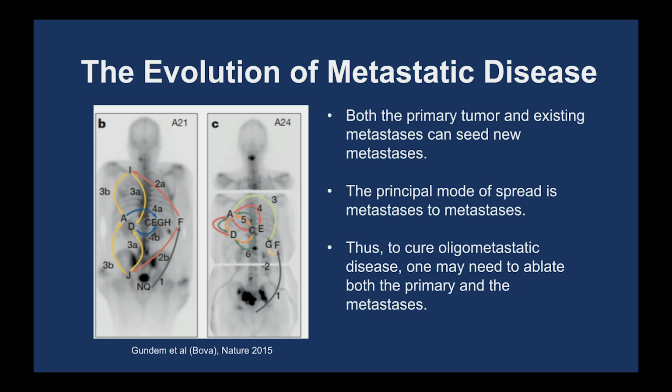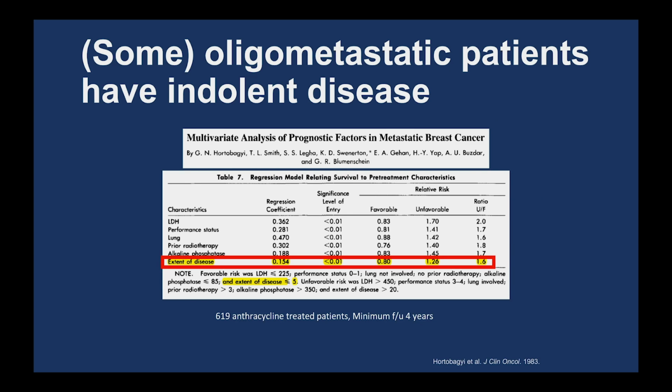But the fundamental premise that comes from this, and I think it probably makes sense, is that in order to cure oligometastatic cancer, one likely needs to treat both the primary itself, where the cancer originally came from, as well as any areas of metastatic cancer. And so the process of learning more about oligometastatic cancer has taken place over the course of decades.